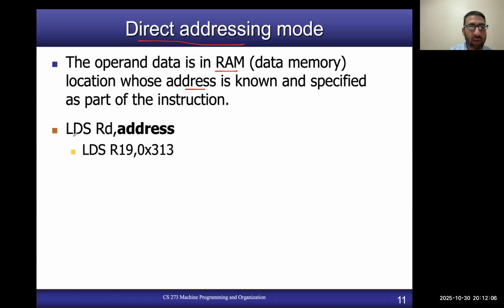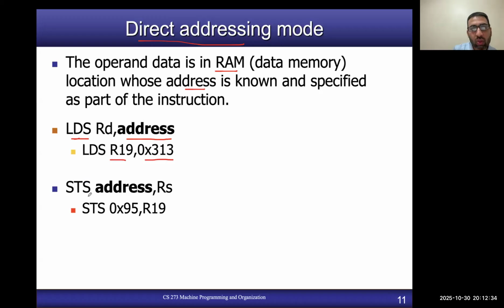So here is an example. For example, this instruction loads data from the static memory. Here you specify the address, not the data. This is the address of the memory location from where you will read the data, right? So you are basically saying go to the memory address 0x313, and whatever data is already stored there, read that data and put it in the R19 register, right?